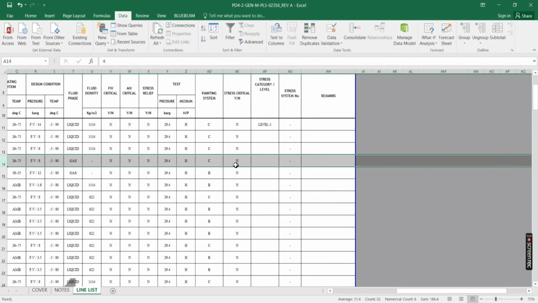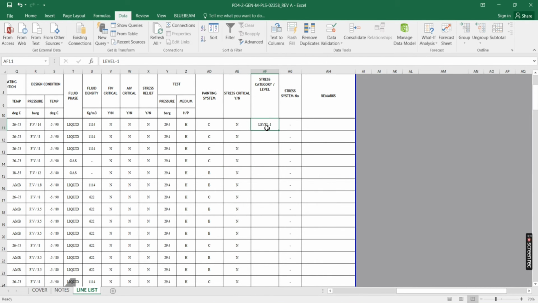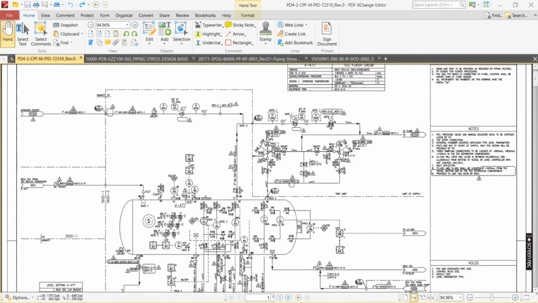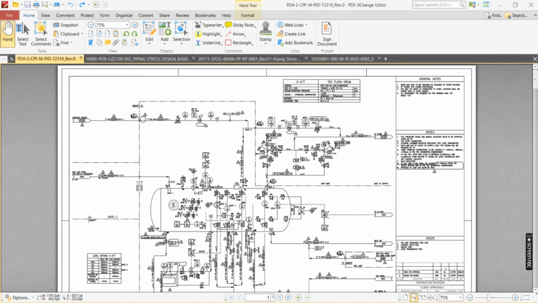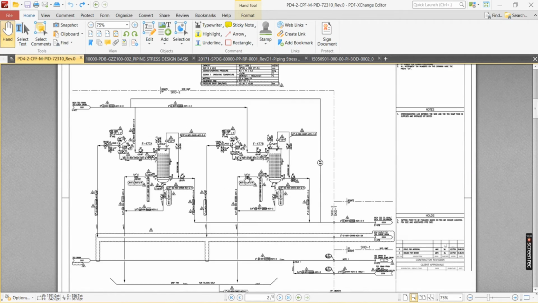So here also it is considered as non-critical, and so we need to give it level 1. Okay. So if it is level 1 or level 2, what do we need to do? We no need to highlight in the P&ID. Just leave it blank. No need to highlight. Only the lines which are critical are to be highlighted in the P&ID. I will show in the next P&ID.